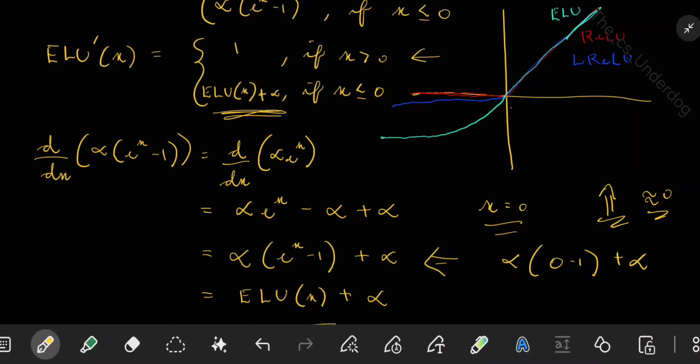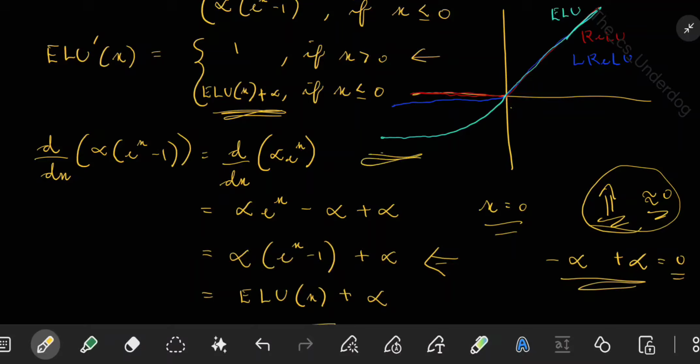So this will be 0 minus 1. So that is minus 1. Alpha into minus 1 will be minus alpha. Minus alpha plus alpha will be 0. So the slope will become 0 when x becomes very large. That is what we are seeing here.